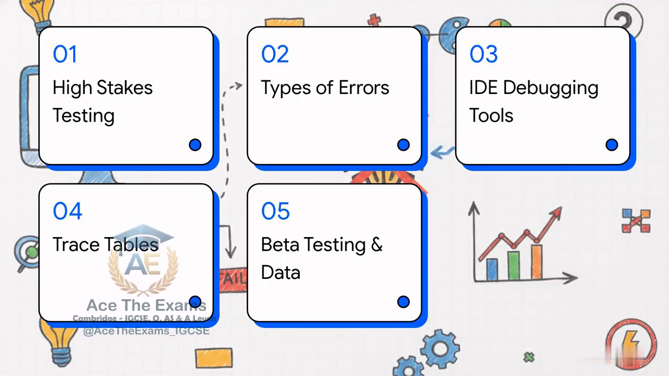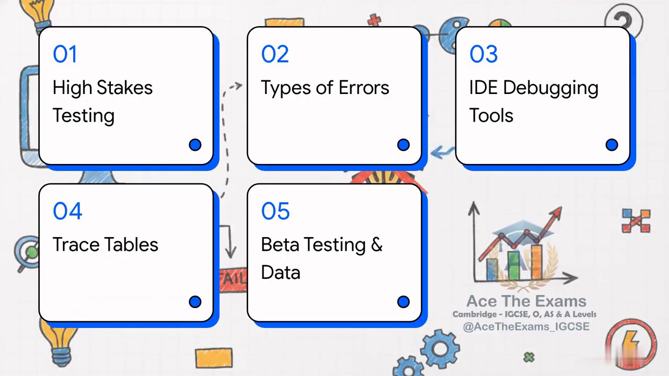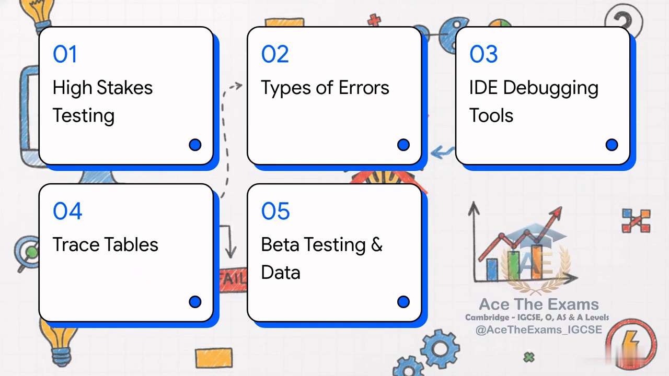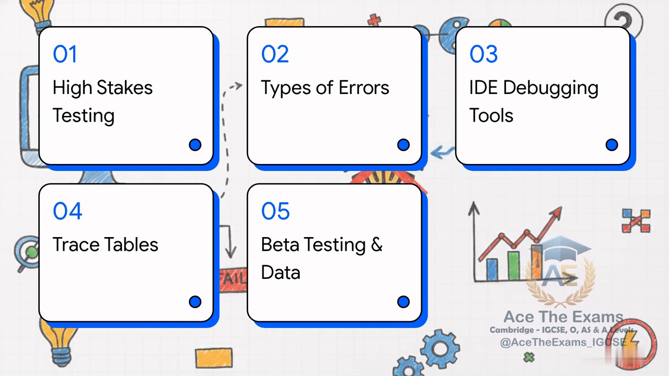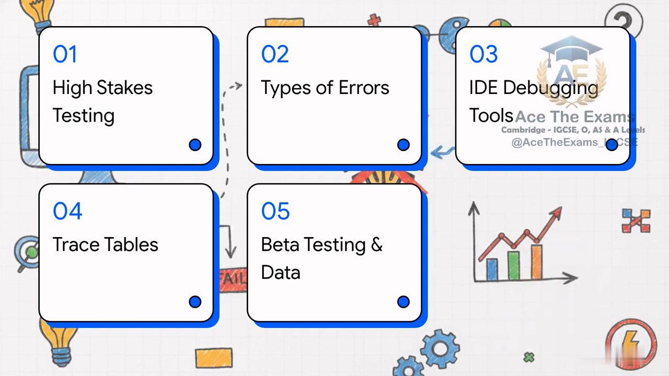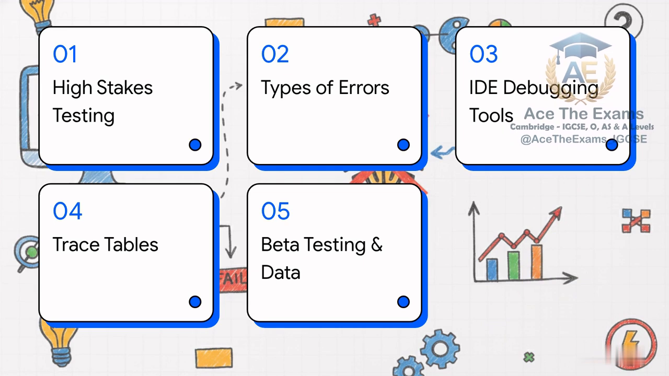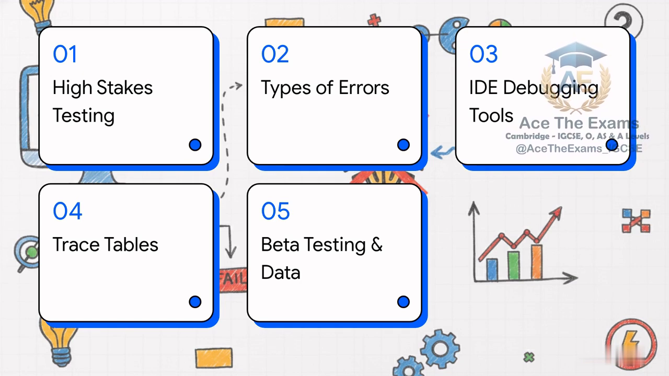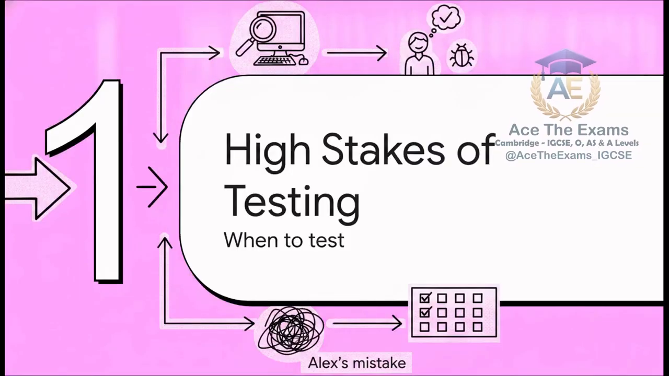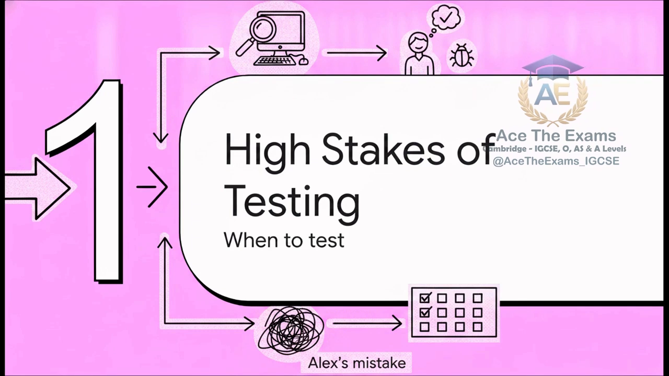All right, so here is our roadmap for today. We're going to arm you with all the tools you need to defeat these bugs. We'll start by looking at the high stakes of testing. Then, we'll identify the 3 specific types of errors you'll face. After that, we'll look at how to use automated IDE debugging tools, followed by how to manually debug using trace tables. And finally, we'll wrap up with formal beta testing and test data. Let's get to it. Okay, Section 1, the high stakes of software testing.